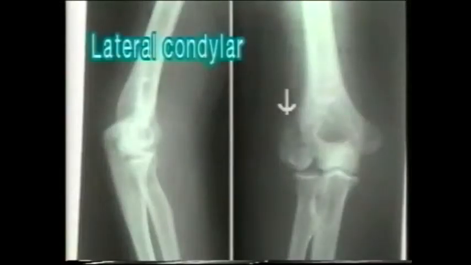This is a medial condylar fracture of the humerus. This is an elbow dislocation. This is a fracture of the lower third of radius and ulna.